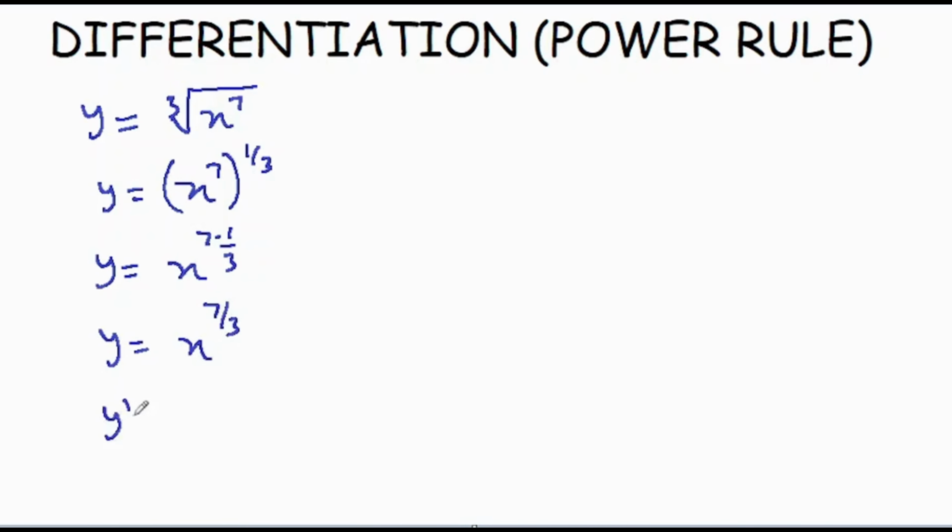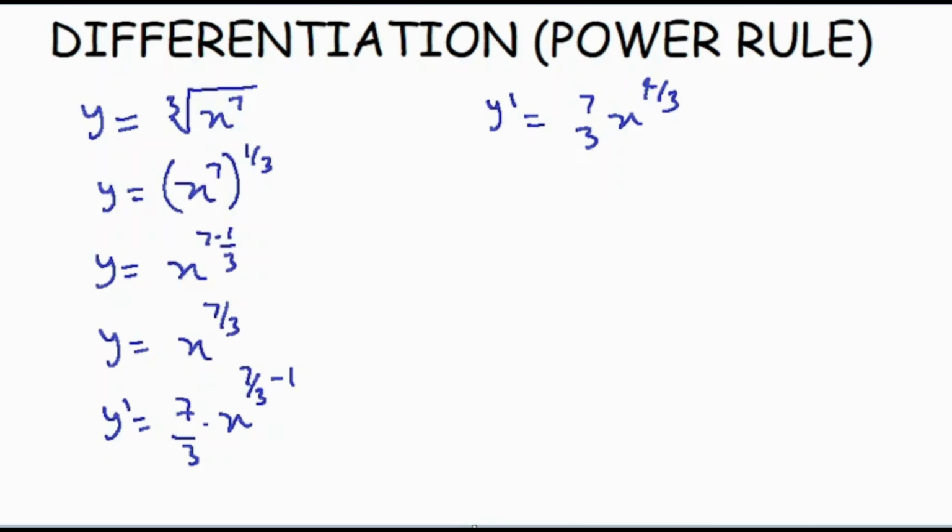So y prime now, we bring down the power, which is 7 over 3, then we subtract 1 from 7 over 3. So at the end of the day, we are going to have y prime, and that's going to give us 7 over 3 multiplied by x raised to power 7 over 3 negative 1, that's going to give us 4 over 3.